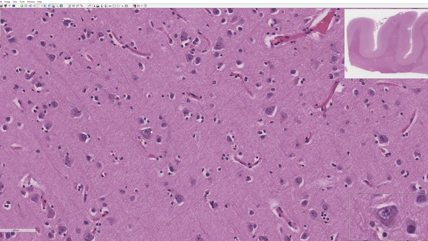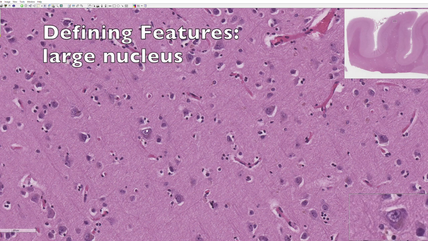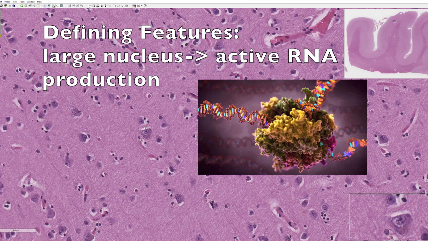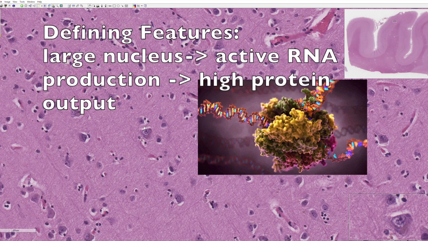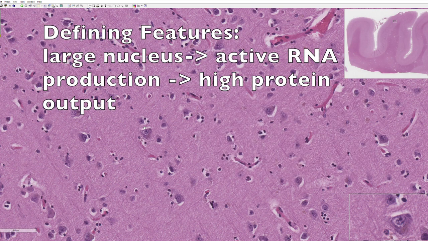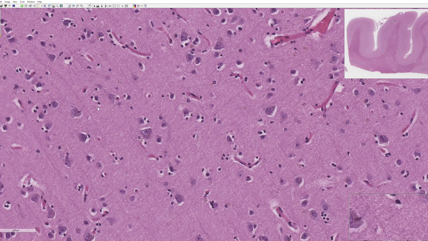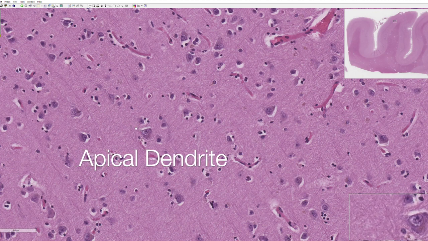They usually have a large nucleus and this nucleolus that just indicates that they're actively producing RNA and transcribing the large number of mRNA species and proteins required to carry out this important function. They usually have this triangularly shaped cytoplasm that points towards the surface of the brain. This is known as the apical dendrite that really allows the neuron to communicate with other axons of other neurons.